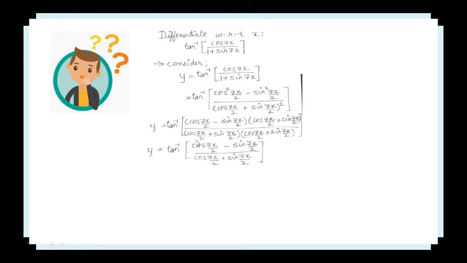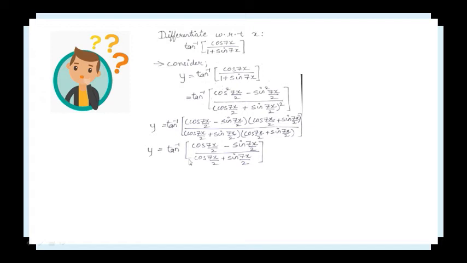In that form only I have written cos 7x by 2 minus sine 7x by 2 into cos 7x by 2 plus sine 7x by 2, upon cos 7x by 2 plus sine 7x by 2 into cos of 7x by 2 plus sine 7x by 2. So this common factor will get cancelled, and we get y equal to tan inverse of cos 7x by 2 minus sine 7x by 2 upon cos of 7x by 2 plus sine of 7x by 2.